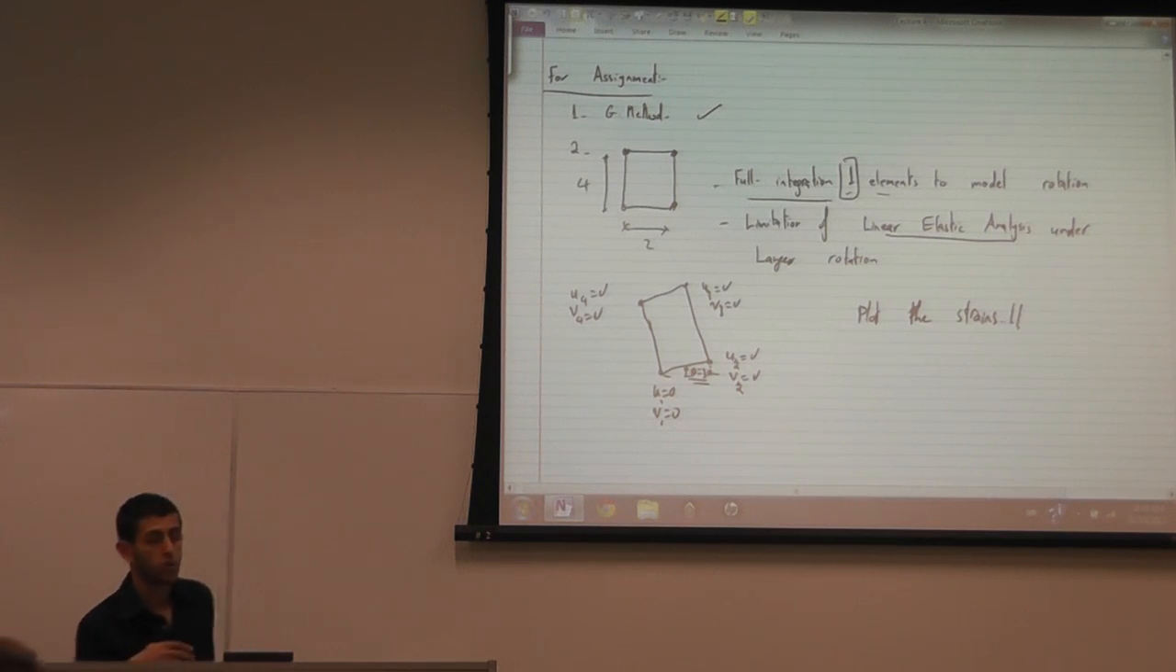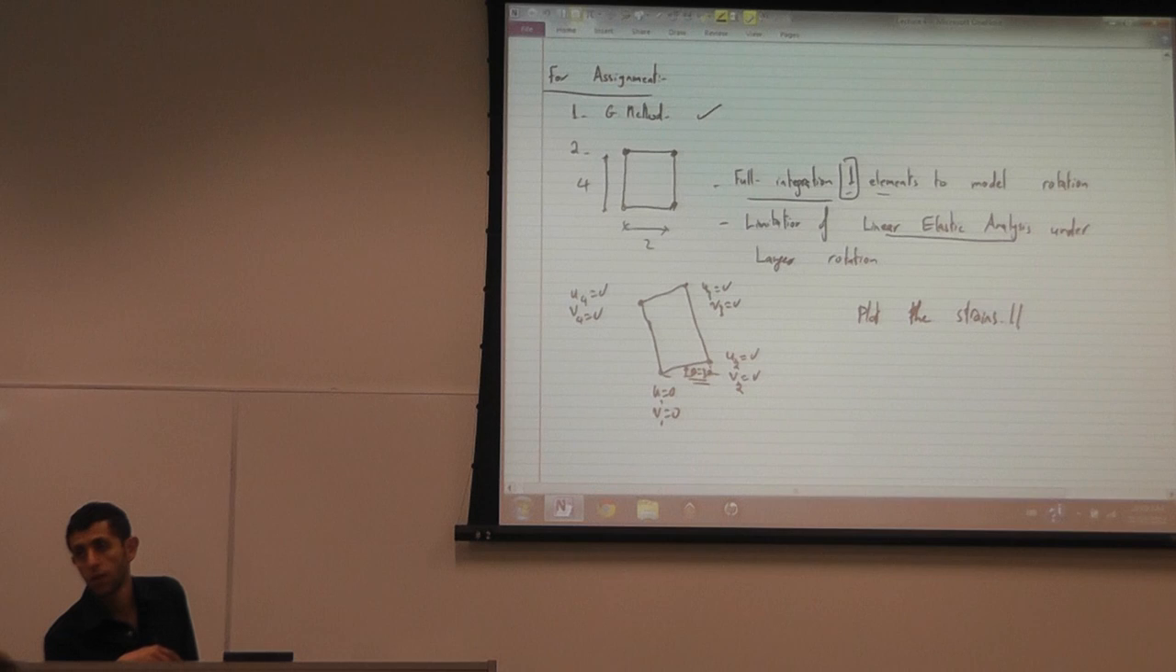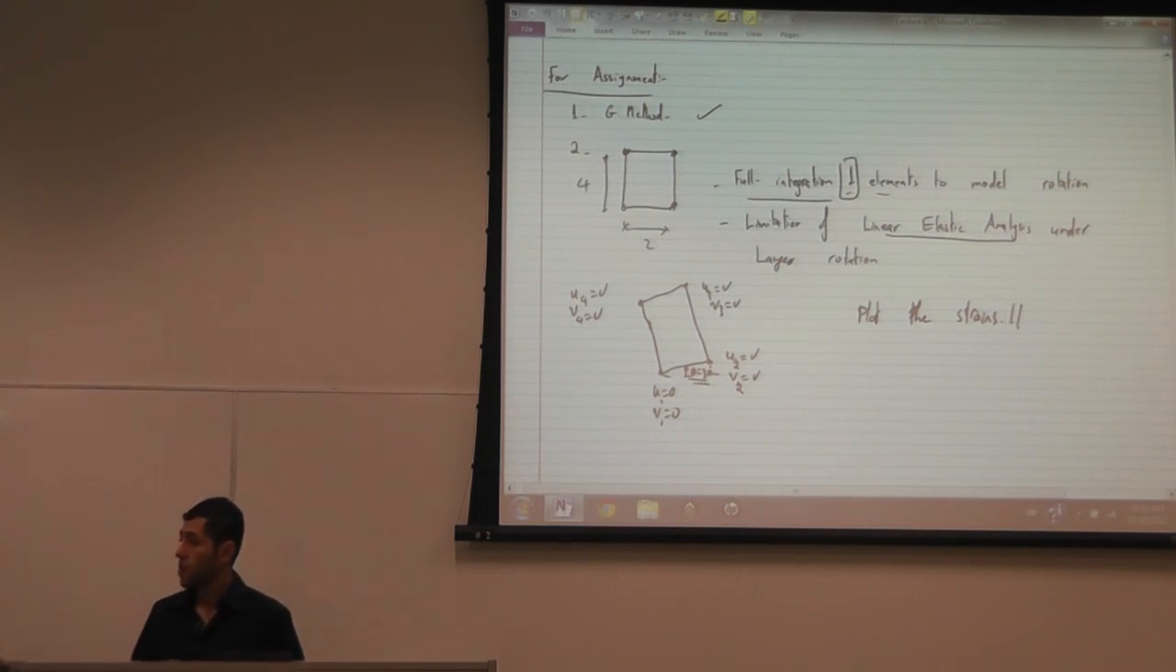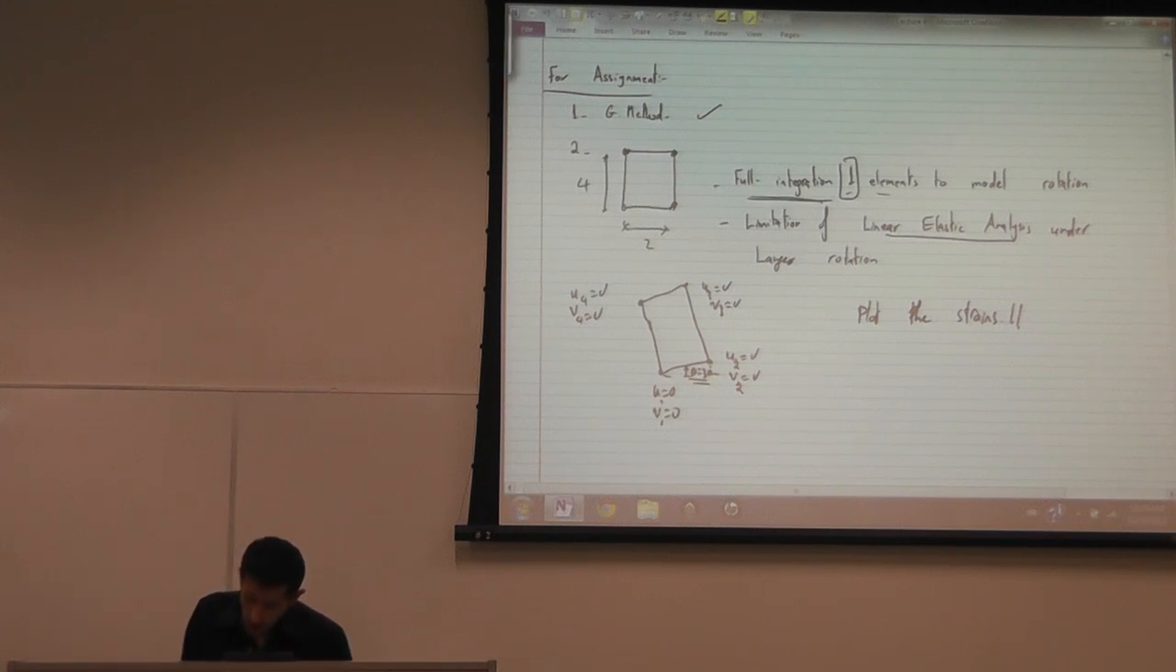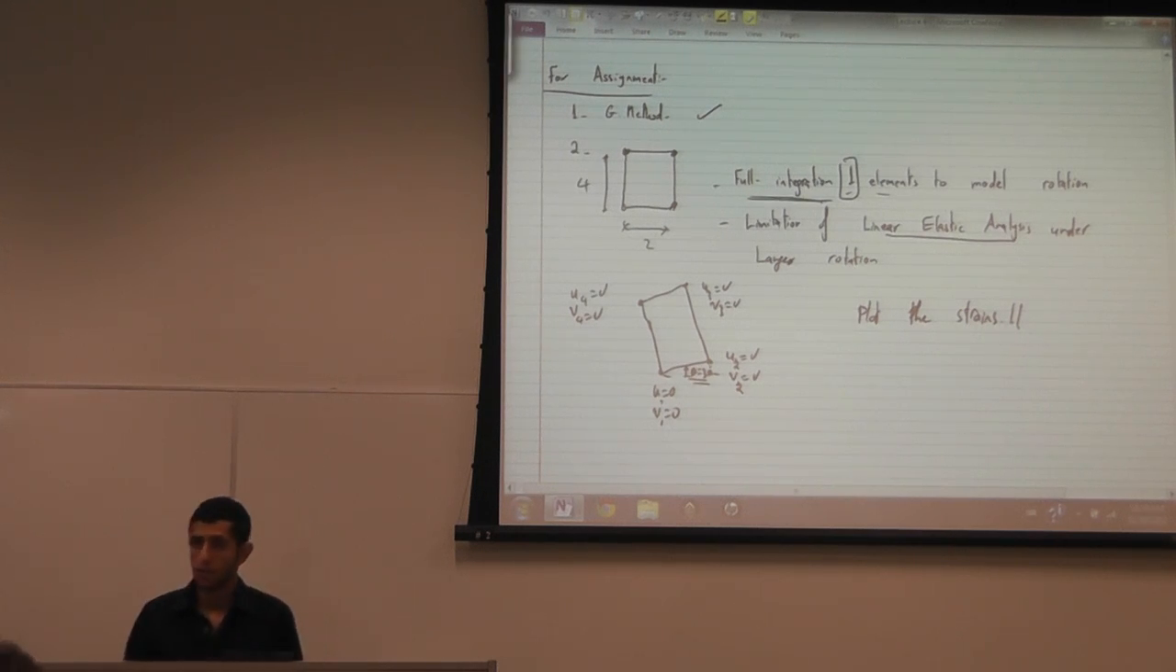Now, if there were no errors, what do you expect the strains to be? Zero. I expect the strains to be zero. If there are no errors, I expect the strains to be zero. If you get zero strains, you've used the wrong element. You've used the full integration element, okay? The element that we're discussing here. You should plot the strains and use only one element.